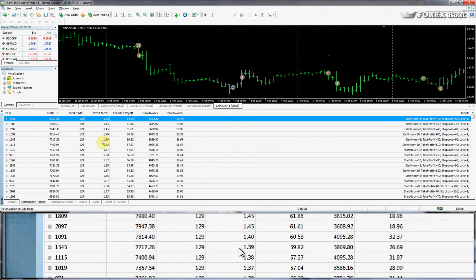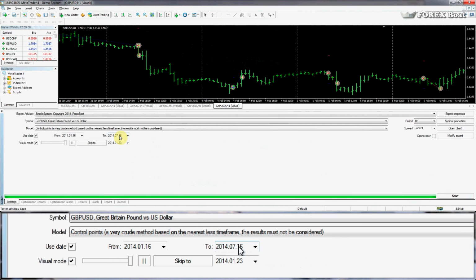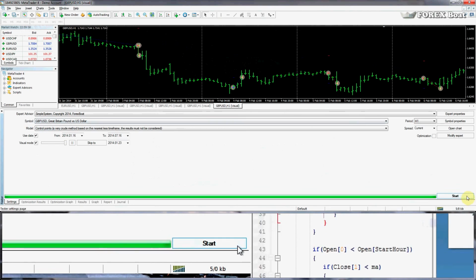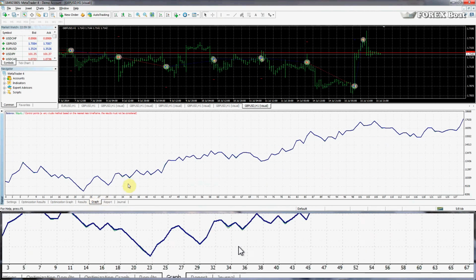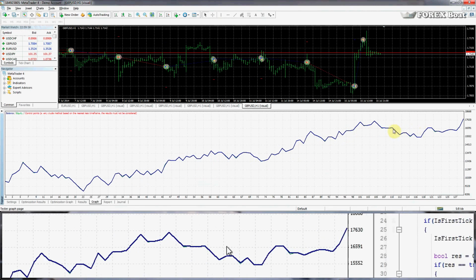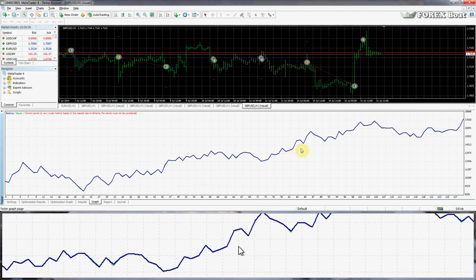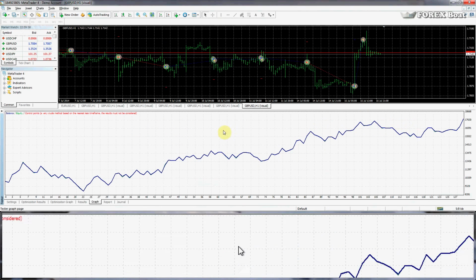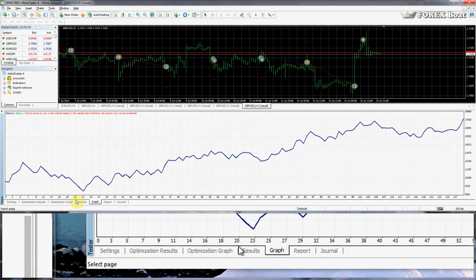Here we can choose another set of parameters. Let's take this one, for example, and we set input parameters here. And if we run it again and we look at the result, the graph, you see now we have a different chart, and this one is more gradually increasing. So it doesn't have that very rapid increase at the start, but it's gradually increasing throughout the year, which is great. So that's simply how you optimize your expert advisors in a nutshell.